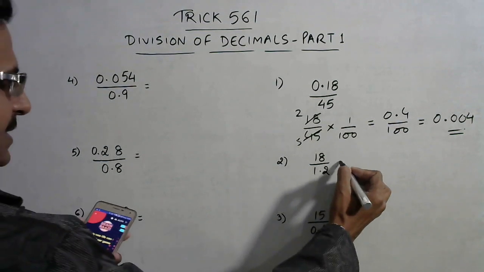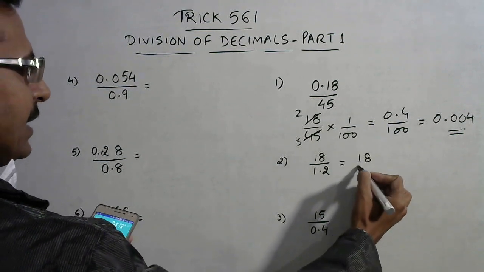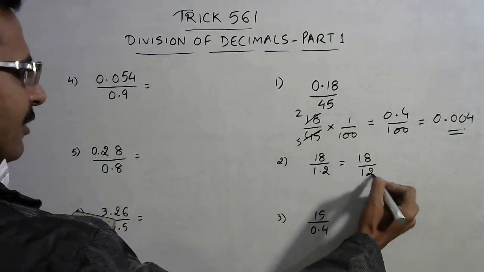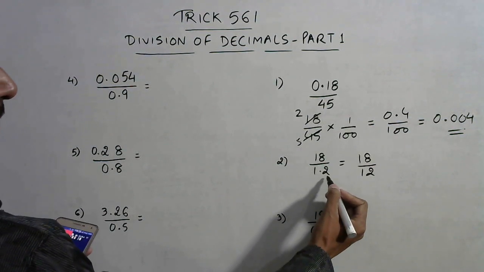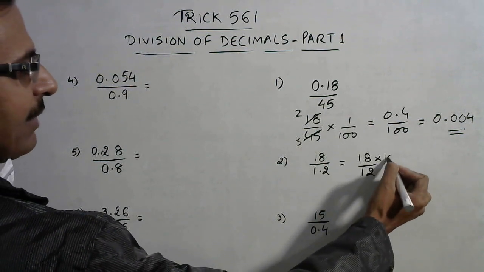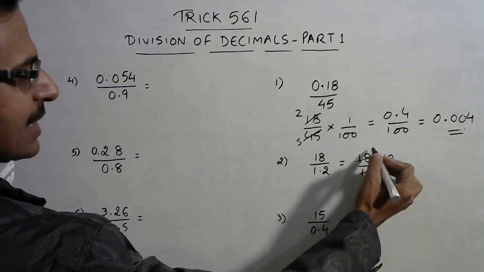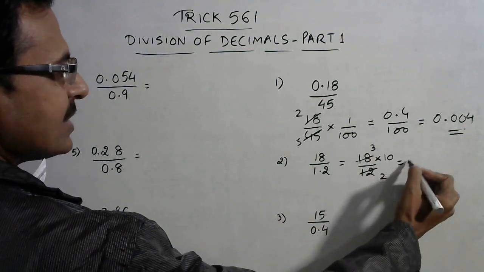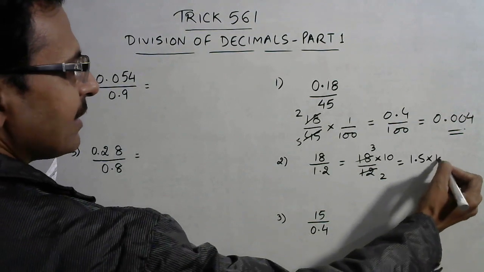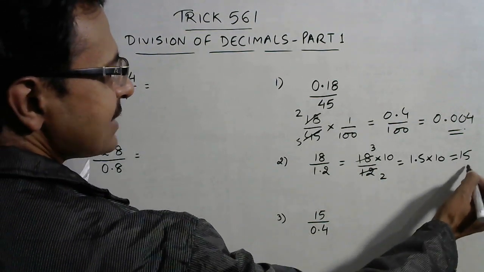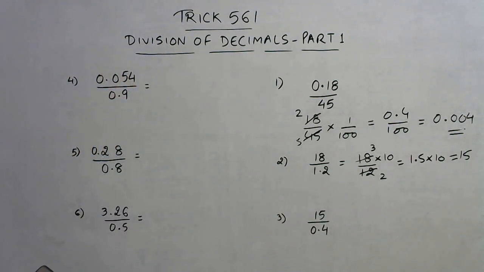Similarly, in this case, we have 18 and in the denominator we have 12. But since we have one decimal place here, in the numerator we will have a 10. So 6 2 times and 6 3 times. Now 3 by 2 is 1.5 and into 10 gives you 15. So 15 is the answer for this problem.